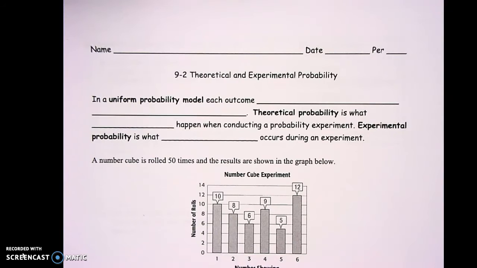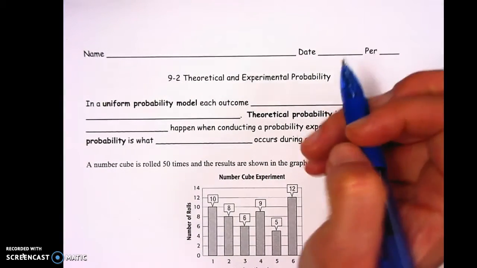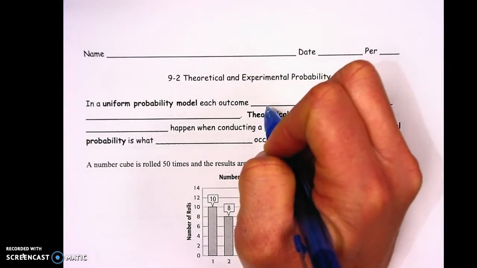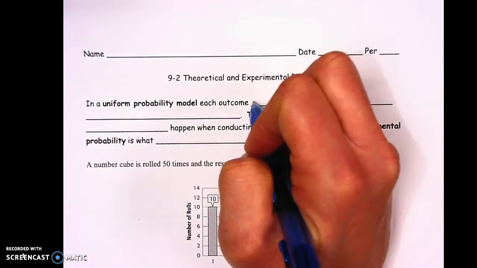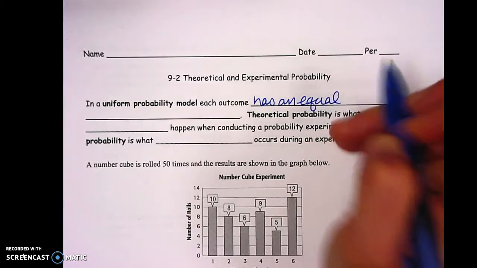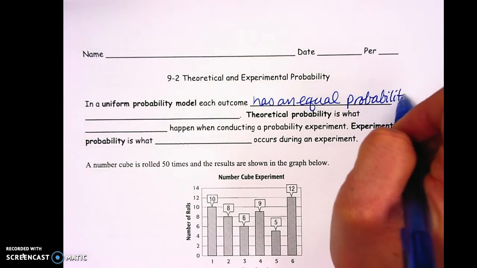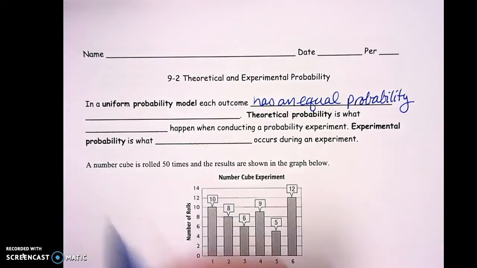First thing, in a uniform probability model, first of all, what does everyone look like when they're in a uniform? They look the same, right? And what does this mean? A uniform probability model, talking about probability, each outcome has an equal probability of happening, or the same chance of happening.